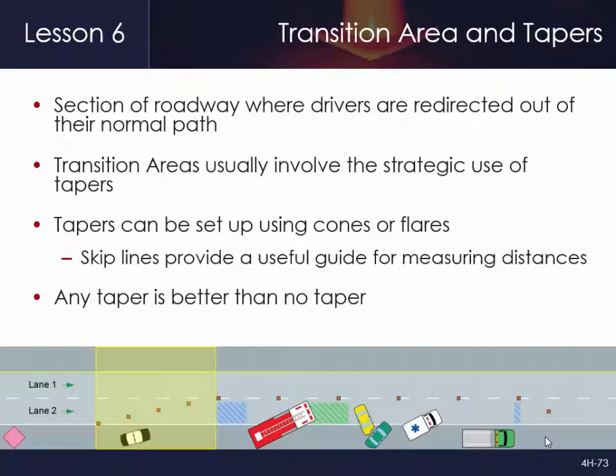Now, sections of roadway where drivers are redirected out of their normal path, transition areas usually involve the strategic use of tapers. Tapers can be set up using cones or cones with flares. Skip lines on the roadway are used as a guide for measuring distance for your taper.